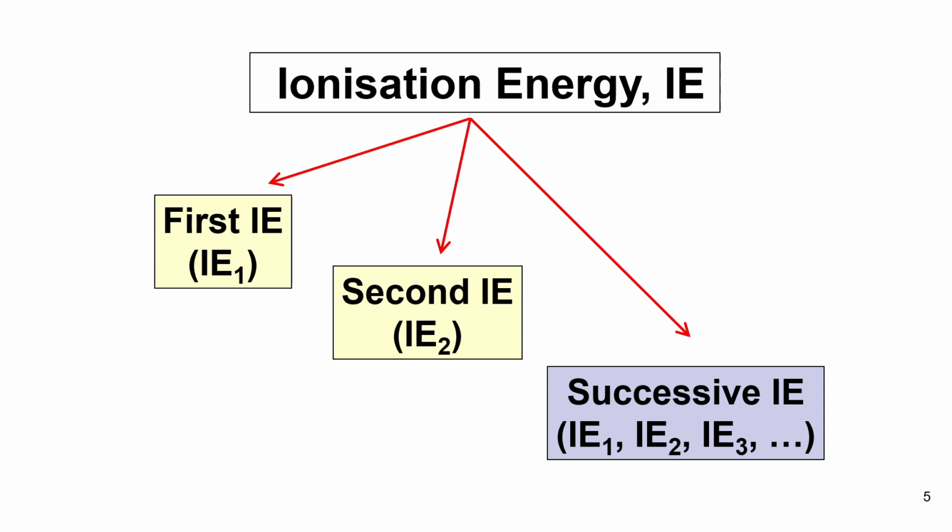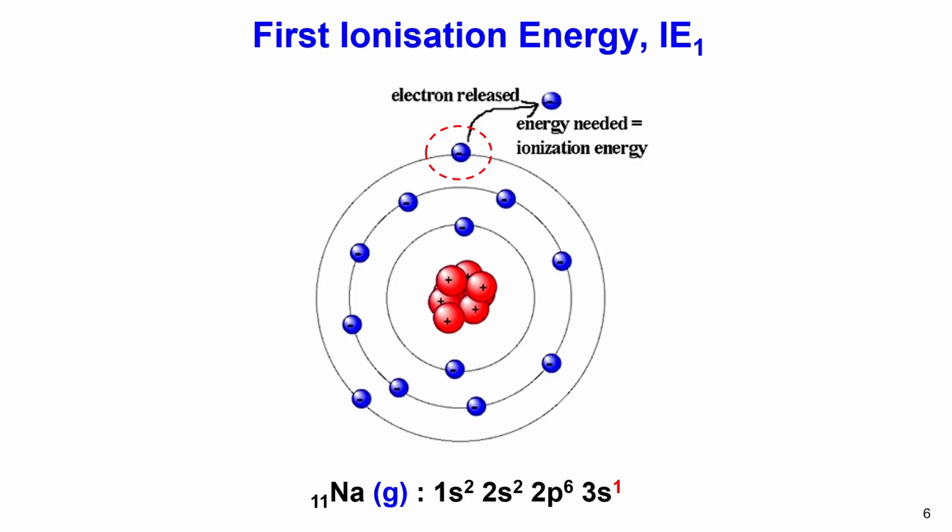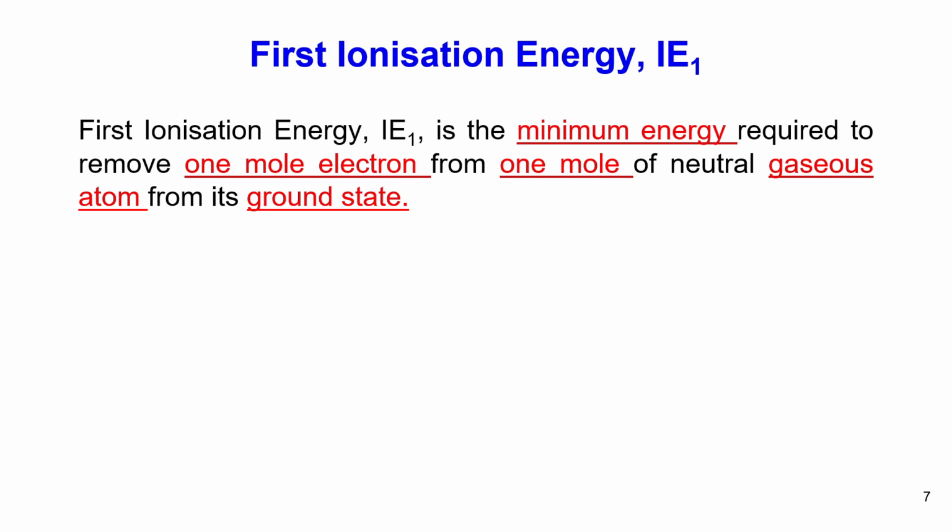IE means ionization energy, which includes first ionization energy and second ionization energy. If there are many, we call it successive ionization energy. First ionization energy means the energy needed to release one electron from the outermost shell, or to remove an electron from the valence shell. The first ionization energy is the minimum energy required to remove 1 mole of electrons from 1 mole of neutral gaseous atoms from its ground state. It means the electron must be removed from the ground state, which means neutral.